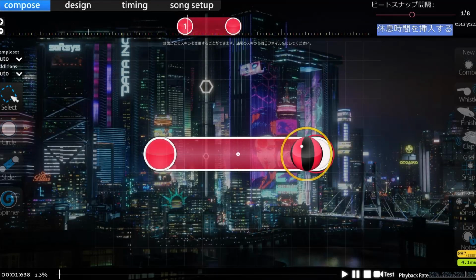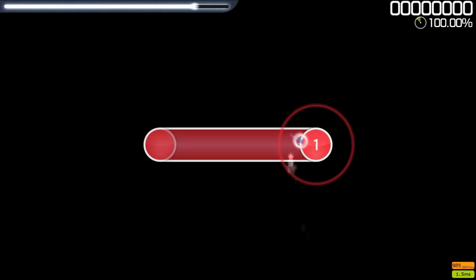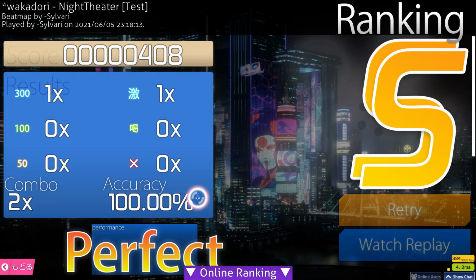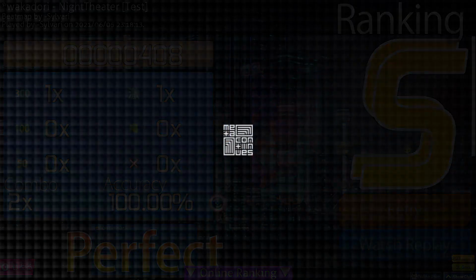The slider is built from the slider head, slider body, and slider tail. To simply put it, if you click on the slider head, drag the slider through the slider body until the slider tail, you get the most amount of points for this one object, which is 300, and the combo increases by 2 for both slider head and the slider tail.